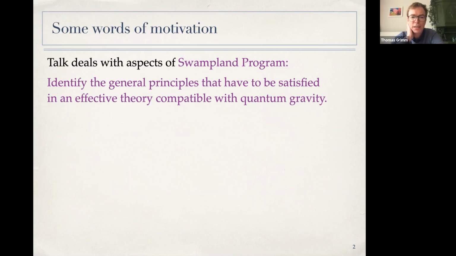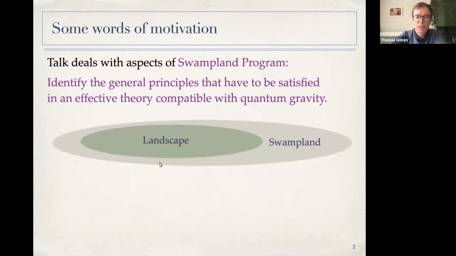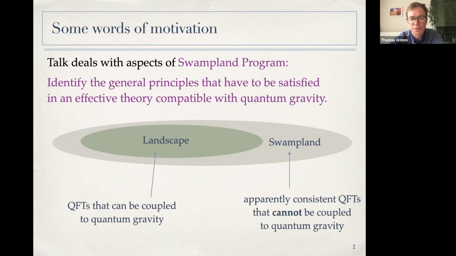Well, one wants to identify general principles that have to be satisfied in an effective theory to be compatible with quantum gravity. So I give you an effective theory, which might be somewhere in this blob here. And then there is a subset of these effective theories which are consistent with quantum gravity, and these we call the landscape. And then there might be other effective theories which seem to be consistent, but they are actually not, because if you couple them to quantum gravity, there are some hidden inconsistencies. So that's the direction I want to go in.